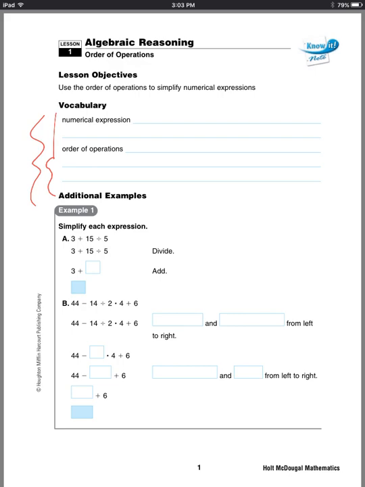So a numerical expression is an expression made up of numbers and operations. We all know what numbers are. Operations are your adding, subtracting, multiplying, and dividing. And then the order of operations is a rule for evaluating expressions. You may have remembered PEMDAS from 6th grade.